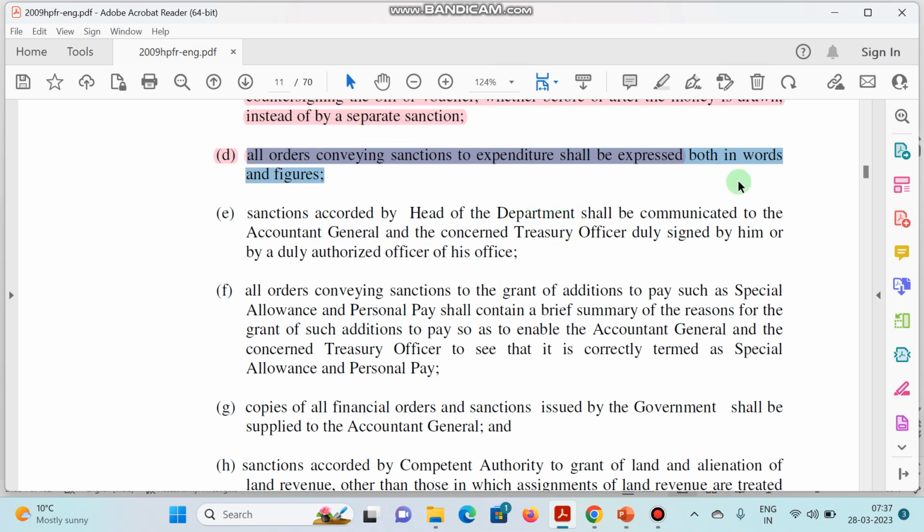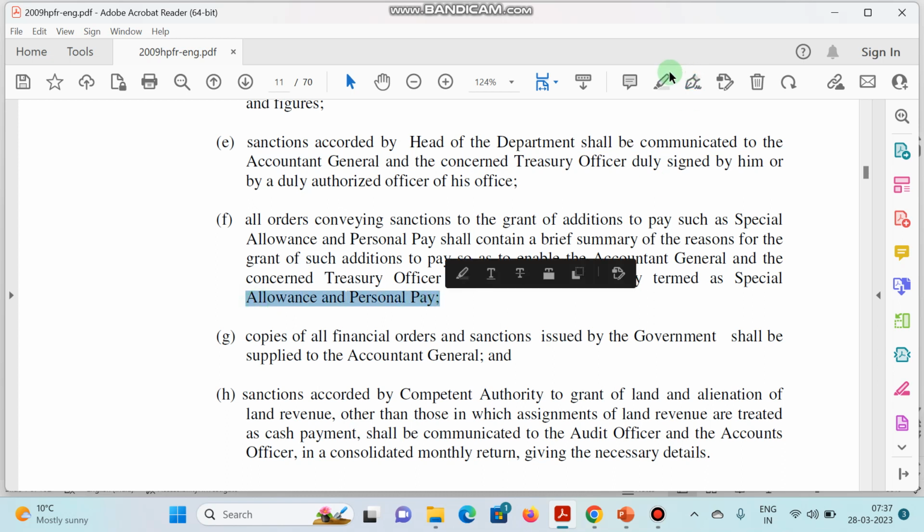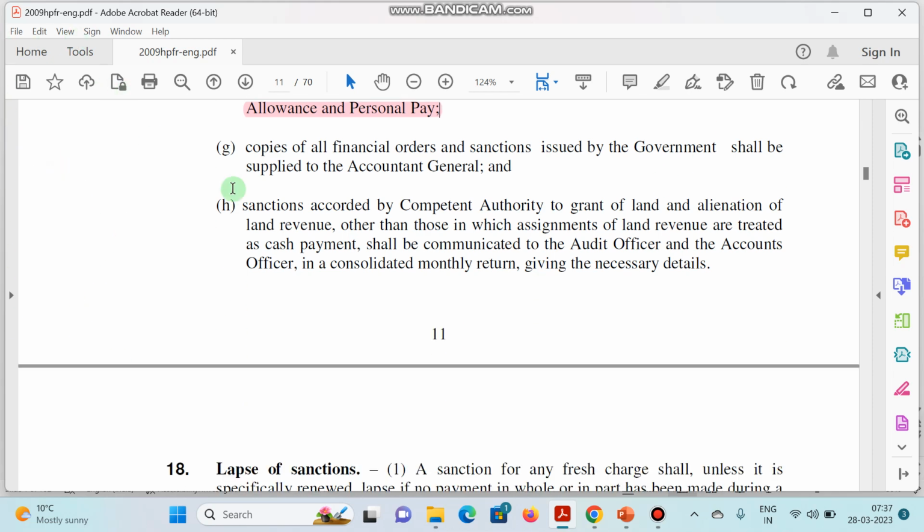Sanction accorded by the head of department shall be communicated to the accountant general and the concerned treasury, duly signed by him or a duly authorized officer of his office. All the orders conveying sanction to the grant of additional pay such as special pay, allowance, personal pay shall contain a brief summary of the reasons for the grant of such additional pay, to enable the accountant general and the concerned treasury officer to see it is correctly termed special allowance and personal pay. उस वक्त ध्यान रखना पड़ेगा, उसमें स्पेशल मेंशनिंग करना पड़ेगा ये किससे संबंधित है, अगर वो स्पेशल अलाउंस और पर्सनल पे से संबंधित है.